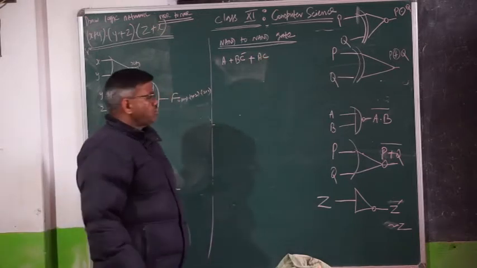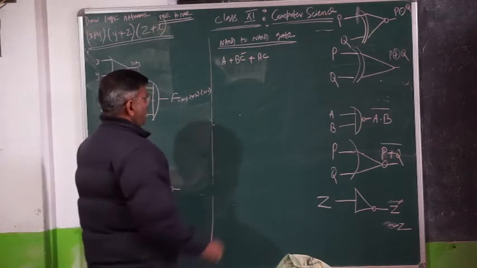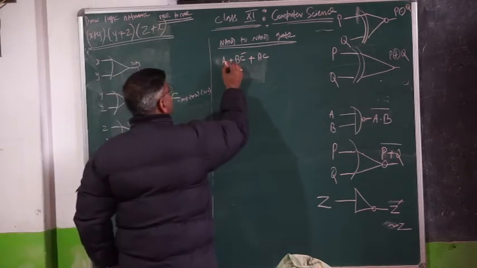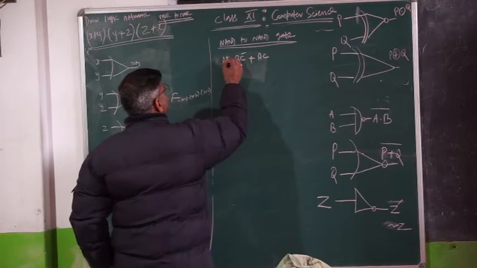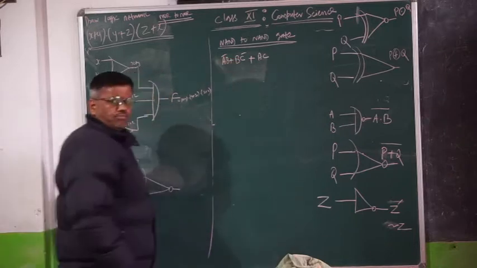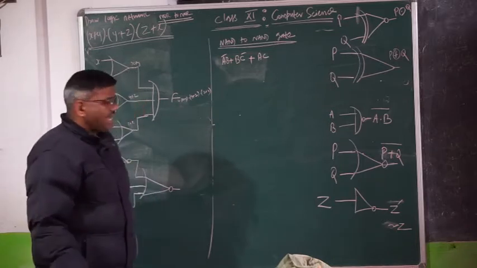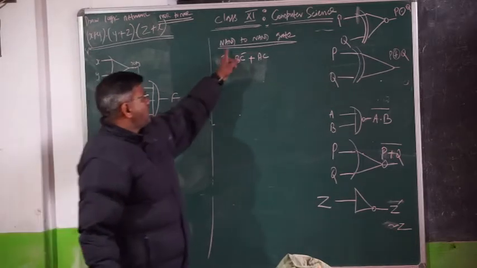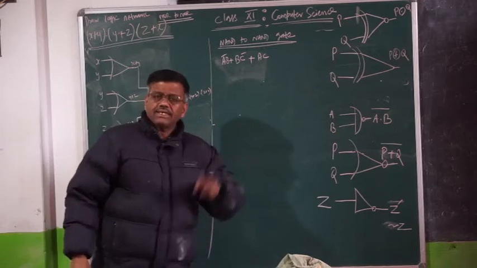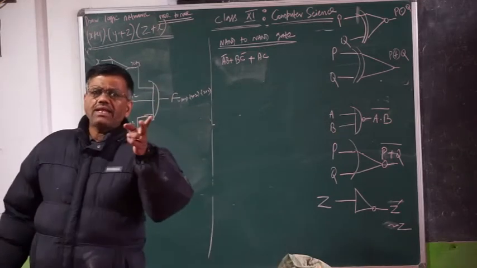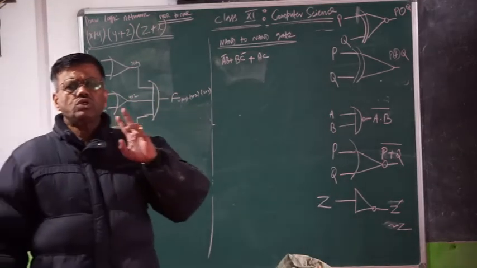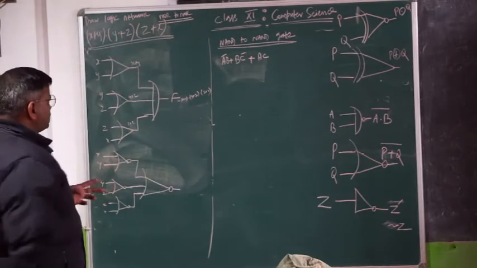Then I wanted to draw this gate. For example, A complement B plus B C complement plus AC. I wanted to use NAND to NAND gate. NAND to NAND gate means NAND gate has to be used twice. That's all, as simple as that.